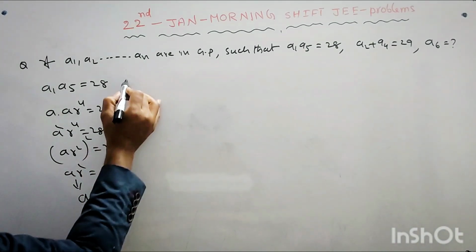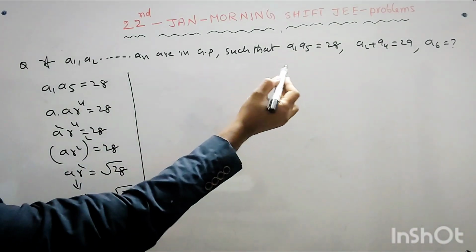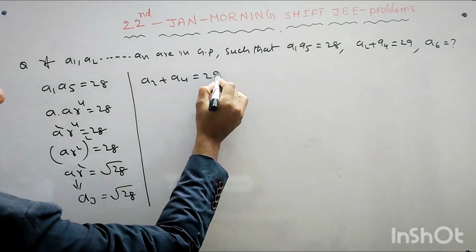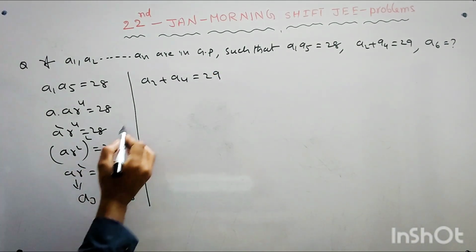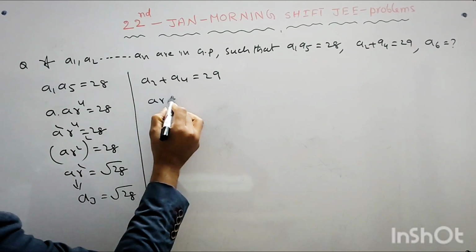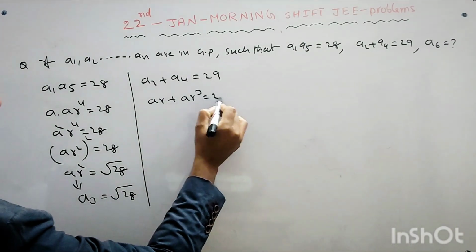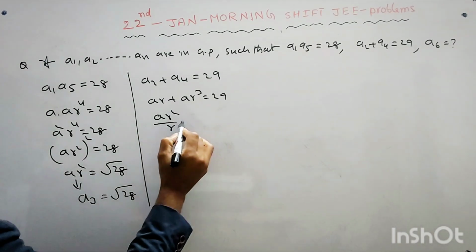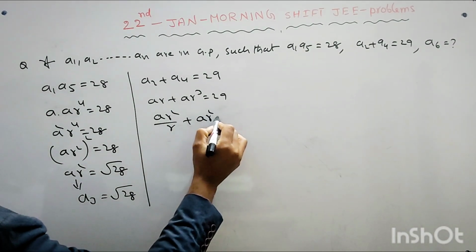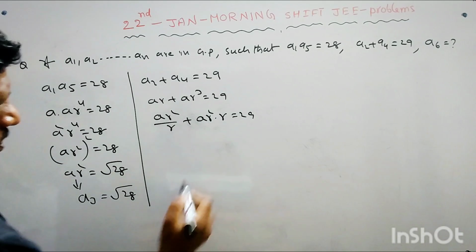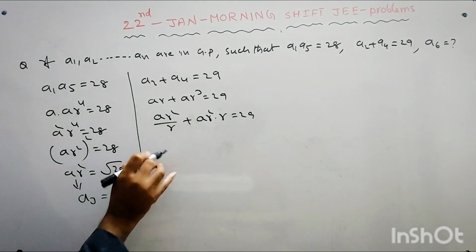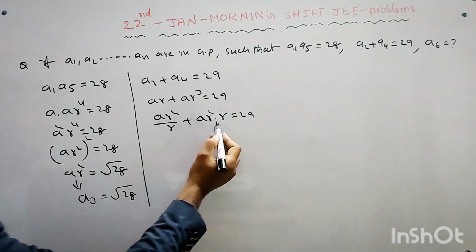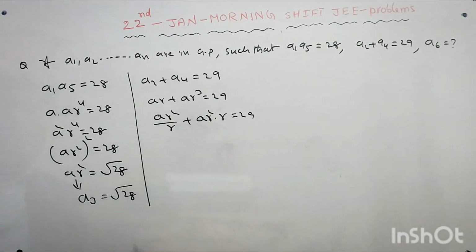Then one more given condition is A2 plus A4 is equal to 29. Here A2 means AR, and this is AR cube equal to 29. I am going to write AR square by R plus AR square into R is equal to 29. Suppose one R gets cancelled, you will get AR only. We can write AR cube as AR square into R.